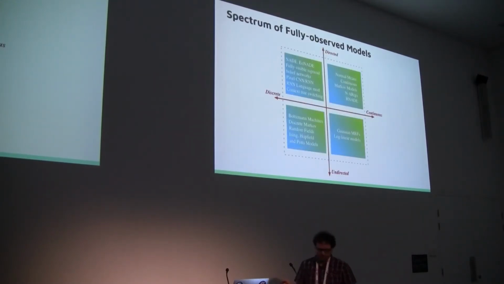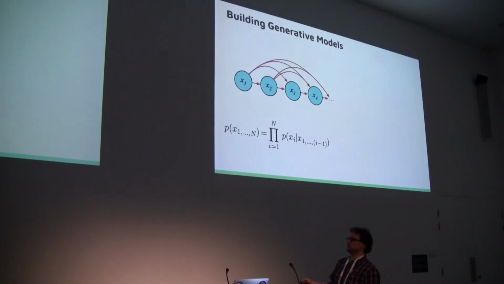So the family of fully observed models itself is very large, and here we focus only on one quadrant of this spectrum. So we focus on what we call directed or autoregressive generative models, such as these models in the list. And we will focus on, for example, NADE type of models and PixelCNN type of models. And there are many other things that you can also consider.